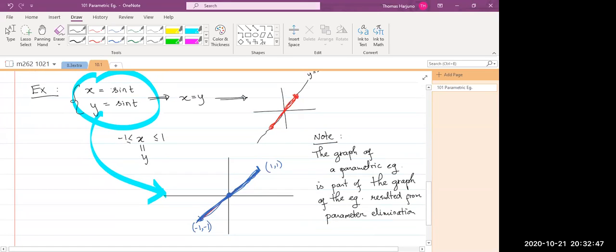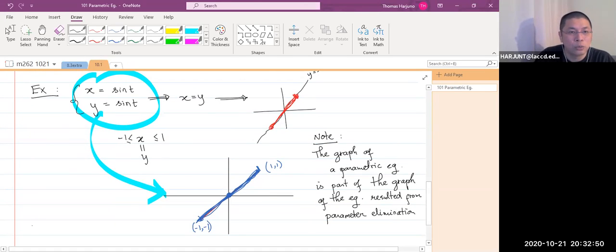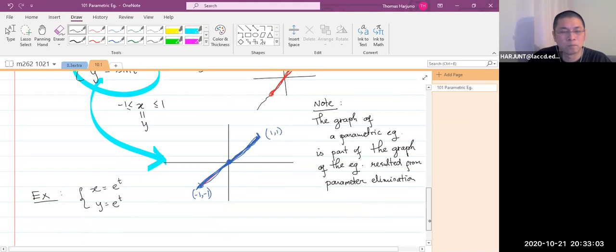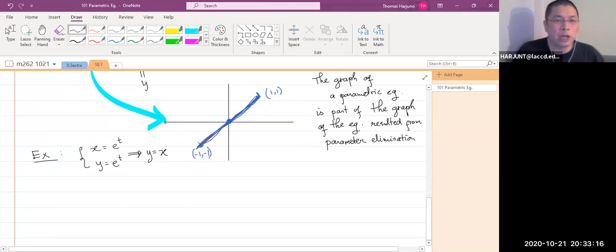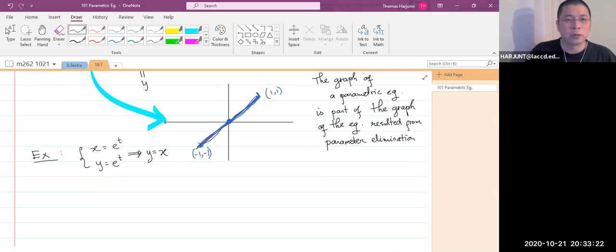Actually, I can change that x equals sine t into this one, for example. Can you tell what the graph of this looks like? x equals e to the t, y equals e to the t. What will the graph of this look like? When we do parametric elimination, we get y equals x. Now, when you eliminate the parameter, the resulting graph is more than what you need.